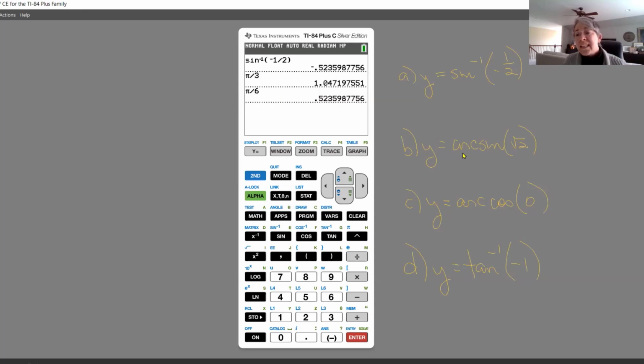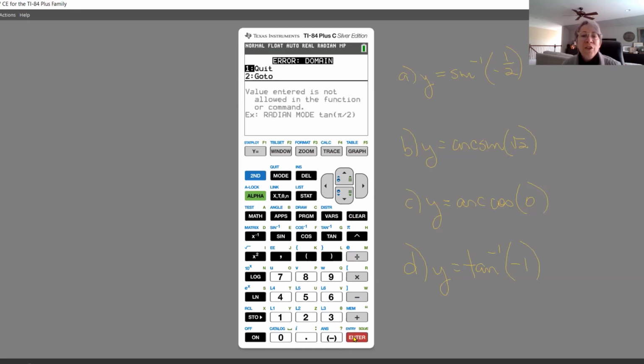But on the second one, it said the arc sine of rad 2. So you have to remember that arc sine is the same thing as the inverse function. So we can do second function sine and then plug in the square root of 2. But notice what happens. Oh, that's interesting. Hang on. Square root of 2. We hit enter. Note it says there's an error in the domain. It will tell us, hey, we messed up. Okay, there is an error in the domain.